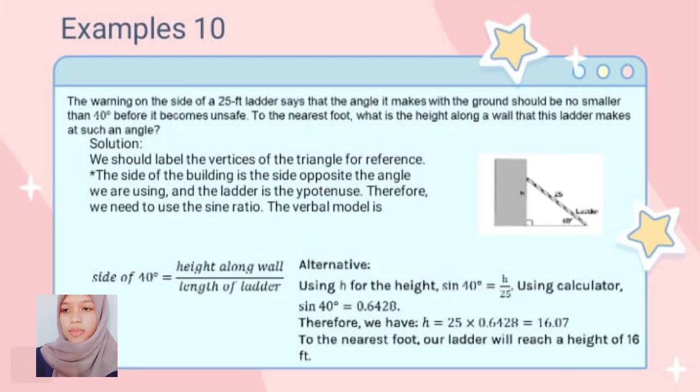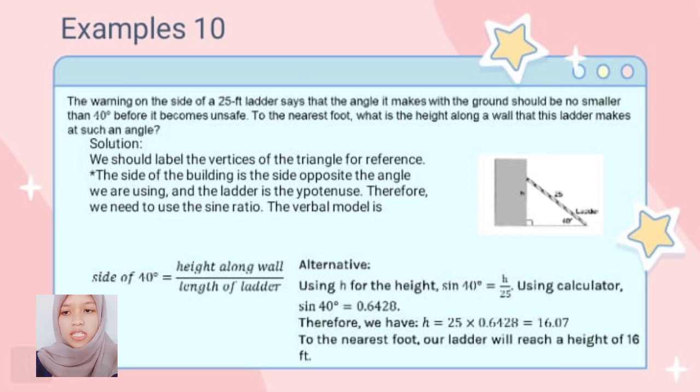Example 10. The warning on the side of a 25 feet ladder says that the angle it makes with the ground should be no smaller than 40 degrees before it becomes unsafe. To the nearest foot, what is the height along a wall that this ladder reaches at such an angle? We can find this with the solution.